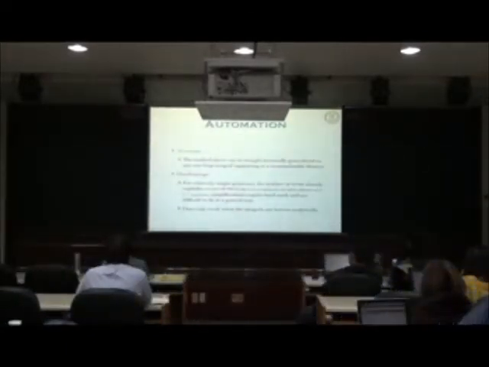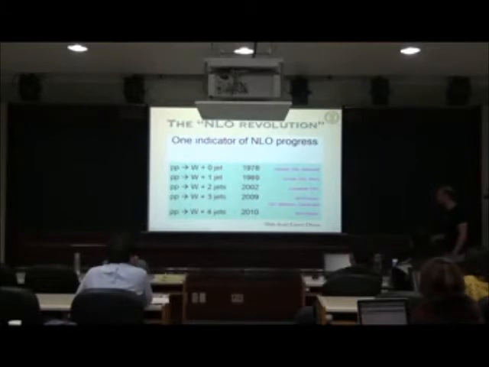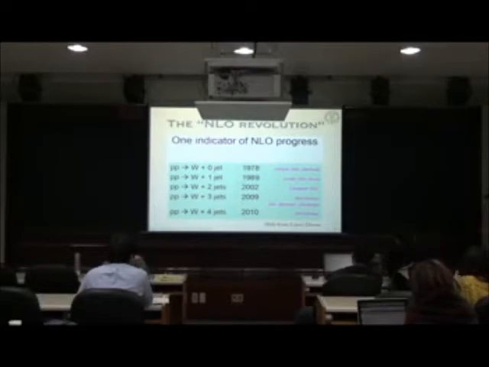So then I stopped here with this next-to-leading order revolution. So 0, 1, and 2 jets: it took a long time to go from 0 to 1 jets, and an even longer time to go to 2 jets. And then something in between happened that made 3 jets and 4 jets seem relatively easy. What happened in between is something that I will discuss in this lecture this morning.